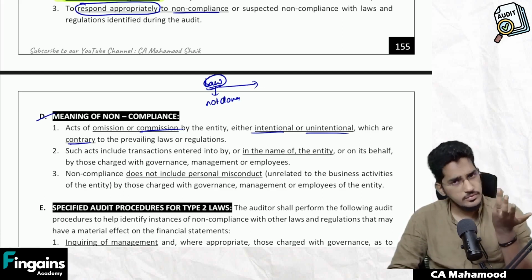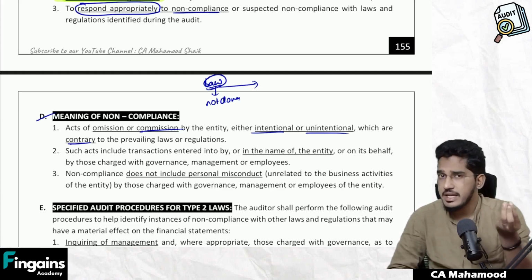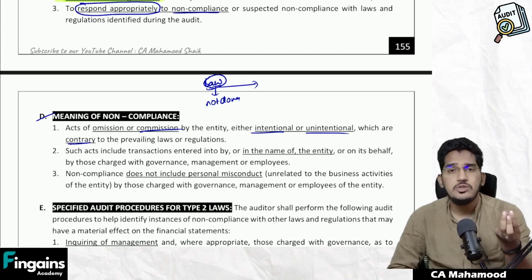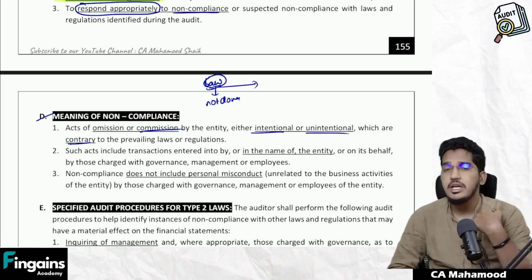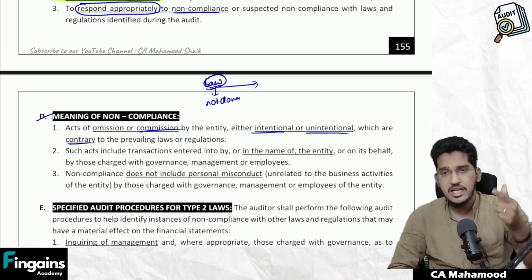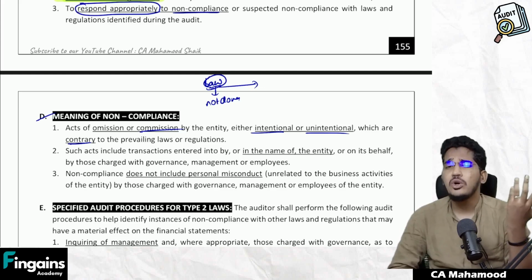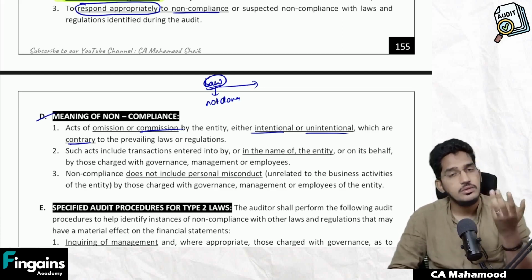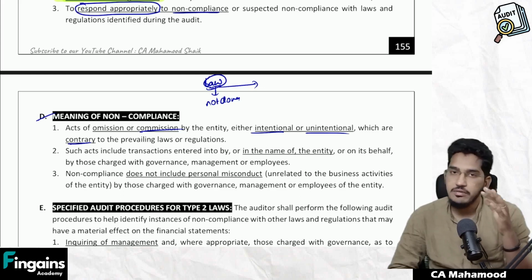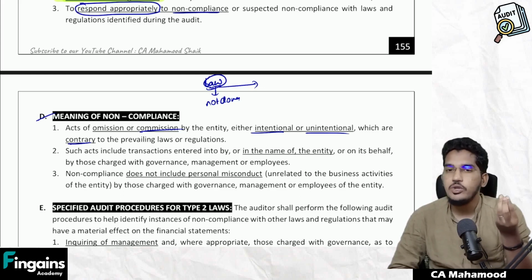Yes. Even if you unintentionally did something or did not do something which is against the law, that will also be called non-compliance. If I am a chartered accountant, I know I am making income more than the basic exemption limit, and intentionally I did not file my income tax return, thinking who will come and catch me, that is also non-compliance.